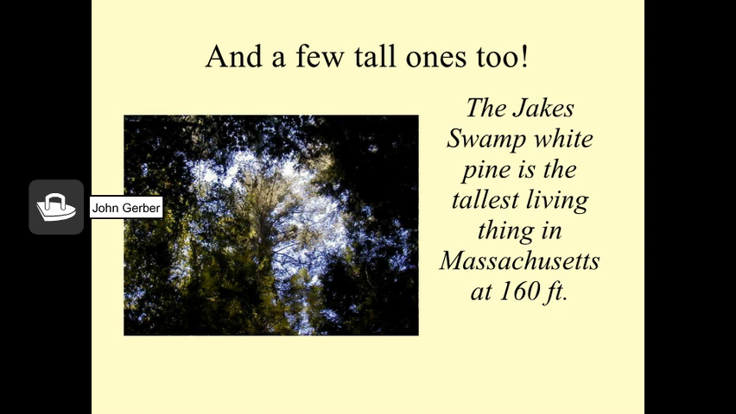Some of those trees in western Massachusetts can get pretty tall as well. Here's the Jake's Swamp white pine. It's the tallest living thing in Massachusetts, 160 feet. Trees can grow in dense forests and they grow very, very slowly. They don't need to get very, very big, but they can be very, very old.